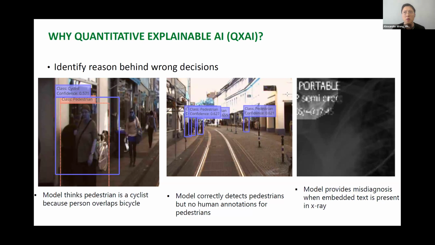In a more clinical related case, on the right-hand side is an example where the model was making a misdiagnosis because it's not looking at the person. This is an X-ray of a person's lungs. It was not looking at the person's lungs. It was not even looking at the person. It was making a diagnostic decision based on embedded text in the X-ray, which definitely is incorrect. And so actionable steps can be taken to identify and correct for these wrong decisions.